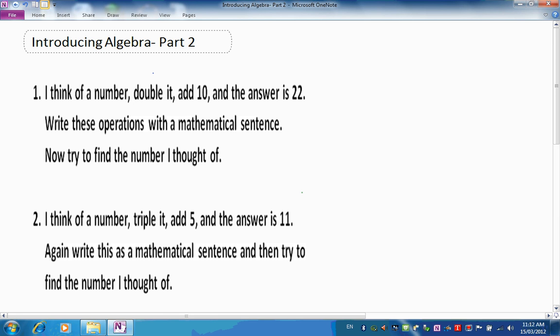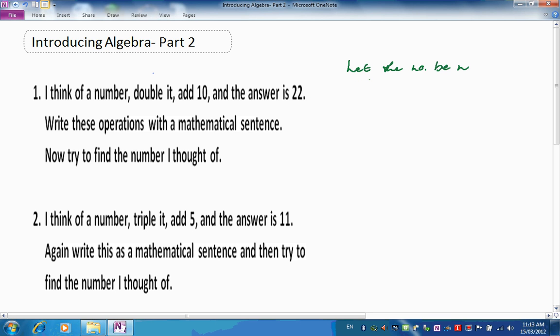This is part 2, and I wonder how you got on with the problems I left you, the puzzles. Did you write a mathematical sentence or work out the answer without one? The mathematical sentence is going to be important later on as algebra develops. So I'm going to let the mystery number be n in these sentences now. So let the number be n.